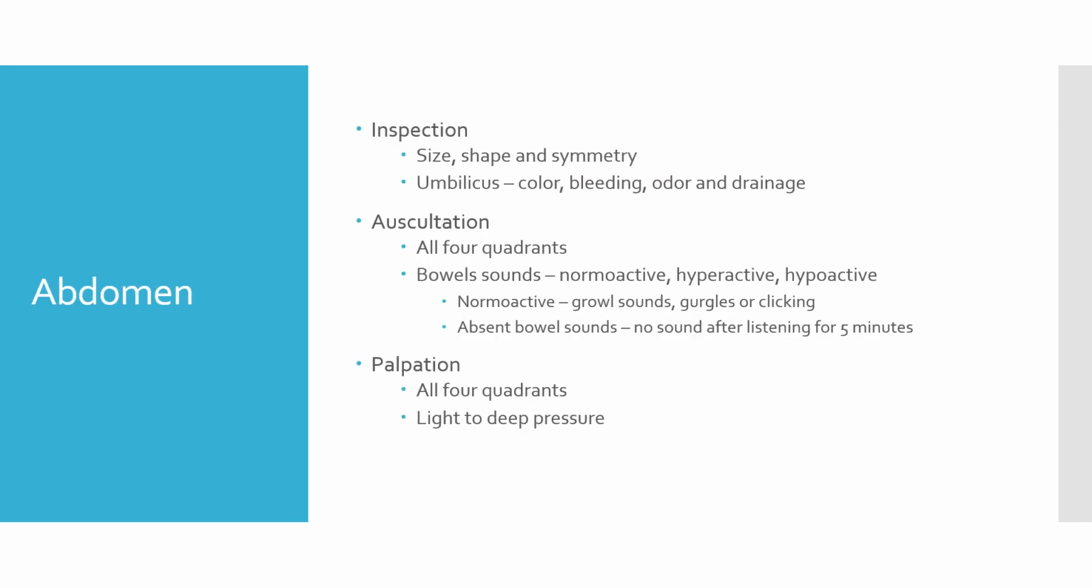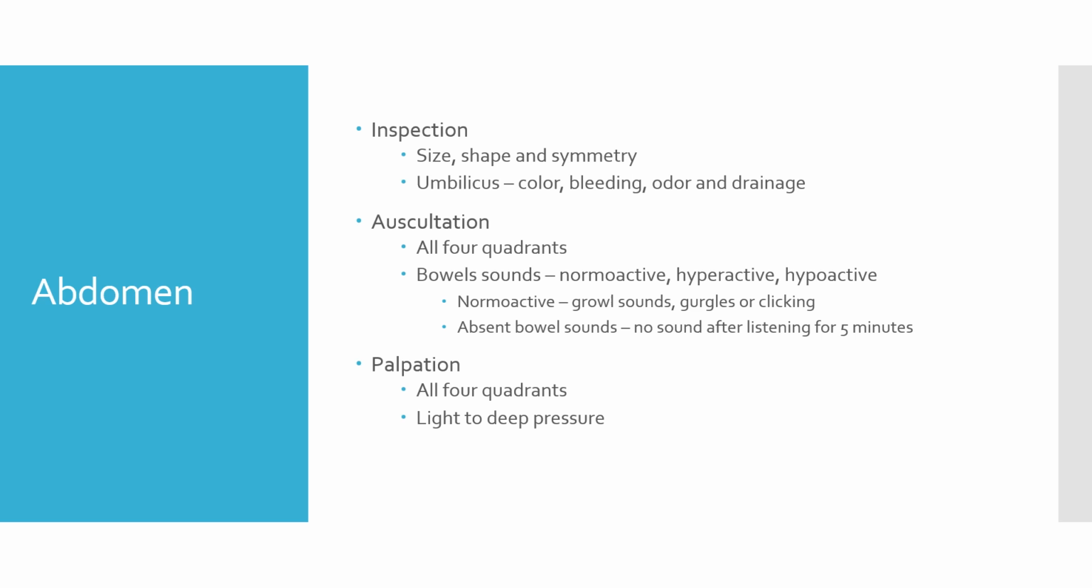All right, as we keep moving down to the abdomen, we're going to observe size, shape, and symmetry. We're going to look at the umbilicus. Is there color, bleeding, odor, or drainage? Remembering when we have our infants and they have that extra piece coming out, that's when we're talking about bleeding, drainage, odor, making sure there's not any infection going on there.